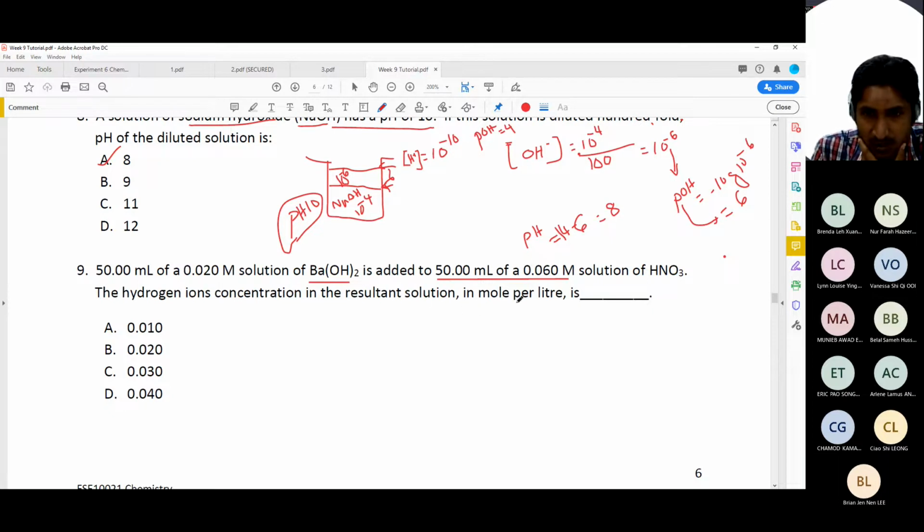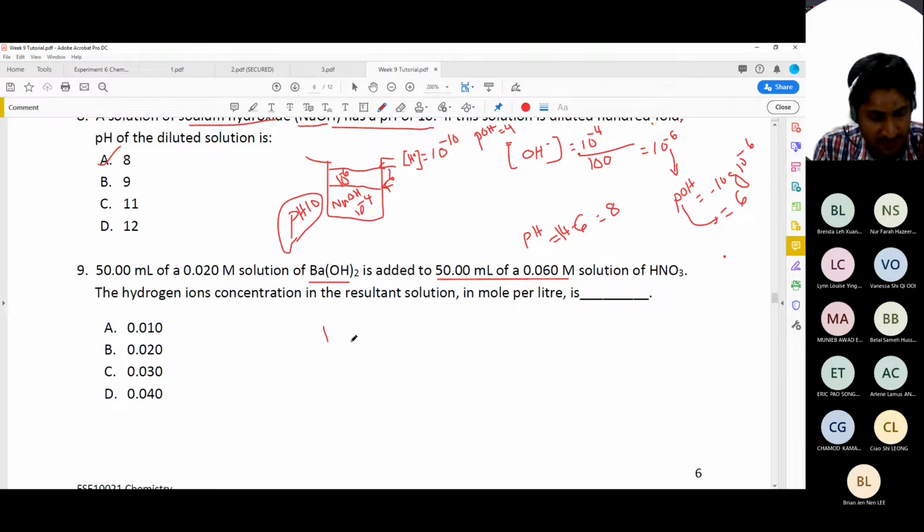First of all, the resultant solution. Why is the question asking about the resultant solution? That means there is something left over, or it is neutral. So first of all, what is the first thing that we should do for this type of question? Anybody? Write down the reaction. Exactly. We write down the reaction first.